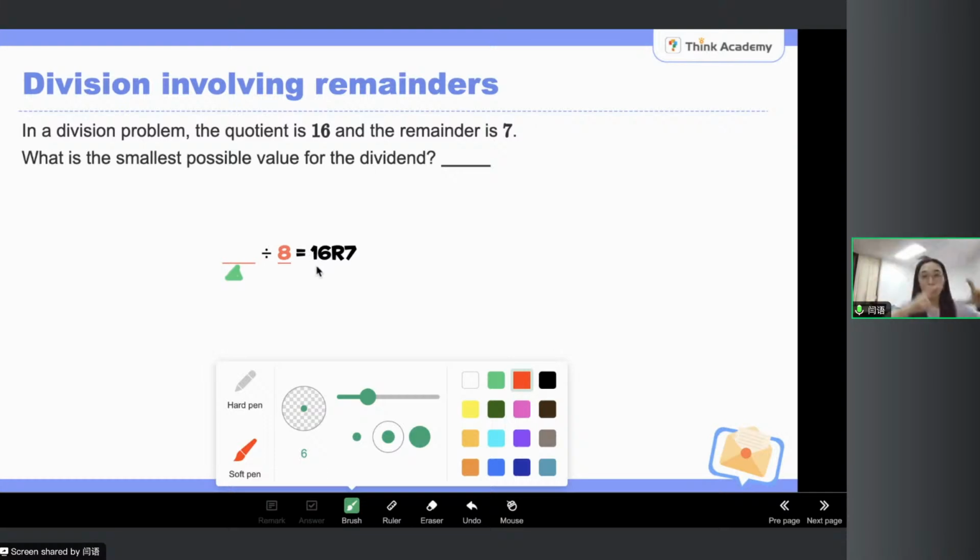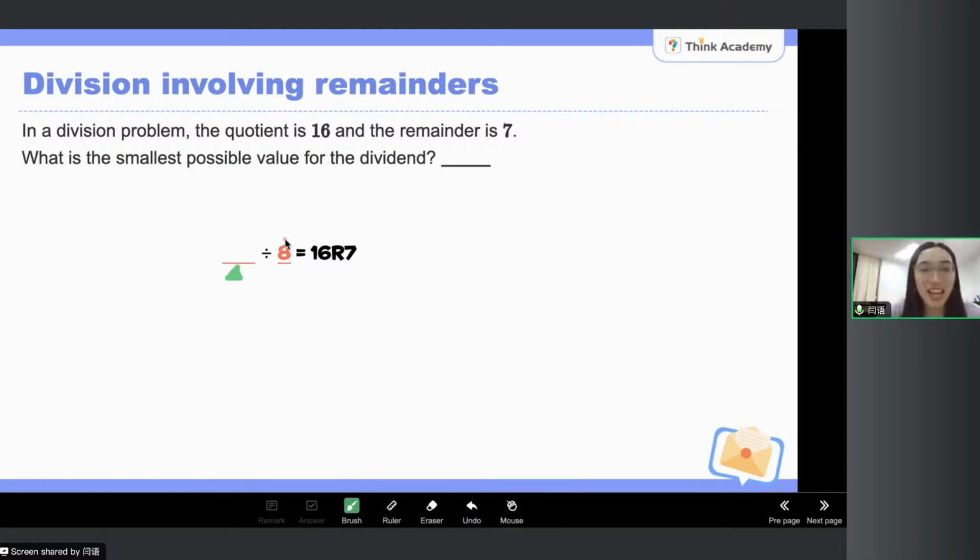And then following this, how do we find the total? Do you still remember the 3 circles? That is 8 times 16. Then, what should we do? You need to add the remainder. Okay, good job. So you can see that this is the answer. The answer is 135. Okay, 135.